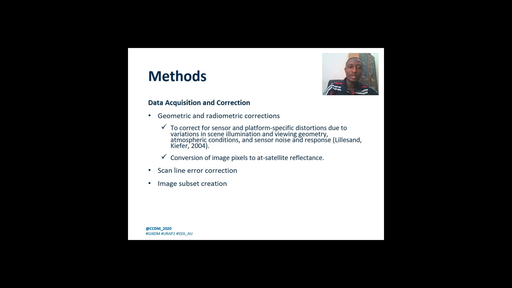After data acquisition, geometric and radiometric correction were carried out. The reason for carrying out this correction is to correct for sensor and platform specific distortions due to variations in scene illumination and viewing geometry. Atmospheric condition and sensor noise and response are also corrected in geometric and radiometric correction. And then under the radiometric correction as well, there is conversion of image pixels to at-sensor reflectance. Scanline error correction was carried out for Landsat 7 imagery, and the image was finally subset to the administrative boundary of the study area.